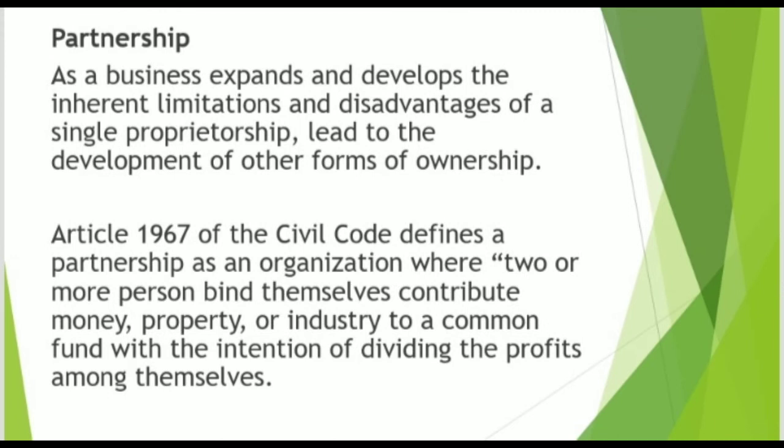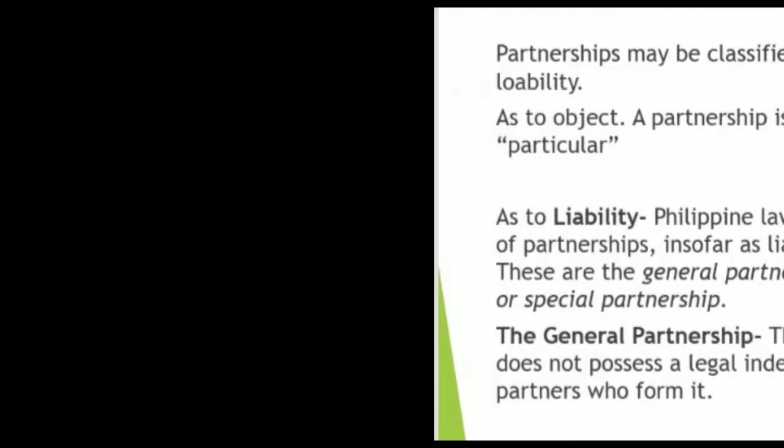Partnership. As a business expands and develops, the inherent limitations and disadvantages of a single proprietorship led to the development of other forms of ownership. Article 1767 of the Civil Code defines a partnership as an organization where two or more persons bind themselves to contribute money, property, or industry to a common fund with the intention of dividing the profits among themselves.